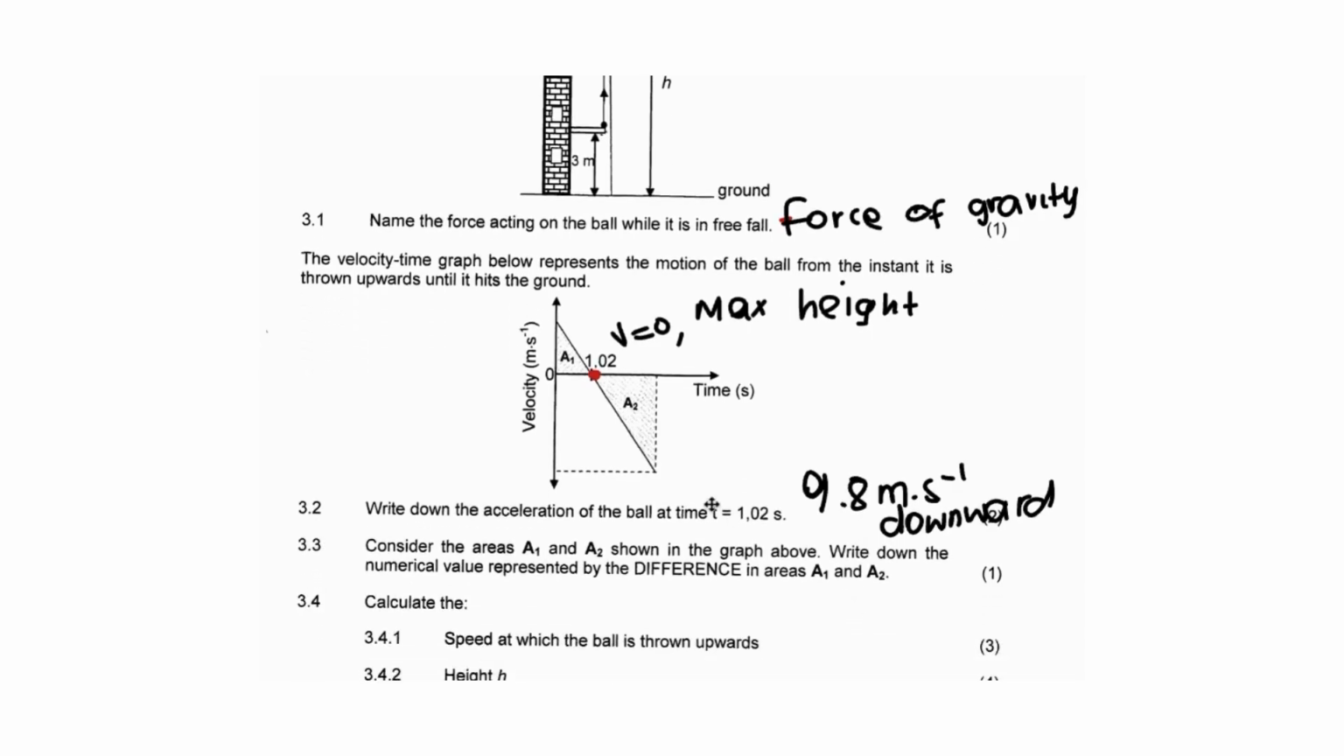Question 3.3: consider the areas A1 and A2 shown in the graph above. Write down the numerical value represented by the difference in areas of A1 and A2. We know that an area in a velocity versus time graph represents a displacement.